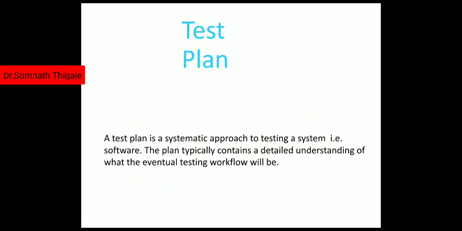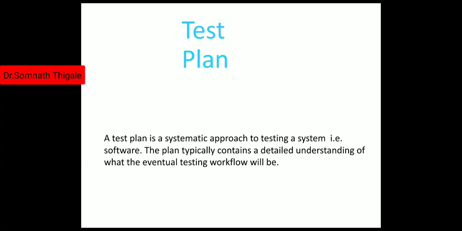As the name suggests, the tester has to perform the task based on some documentation, and the name of that documentation is test planning. So that is the test document, and that test document is known as the test plan. Let's first understand what is meant by the test plan. A test plan is a systematic approach to testing a system. System is the application, the product which is under testing.